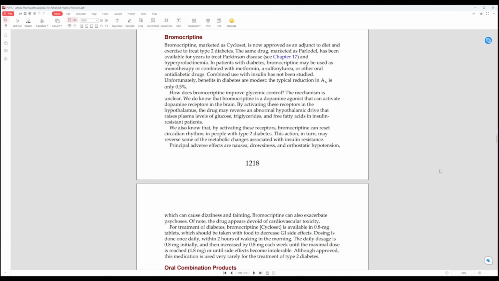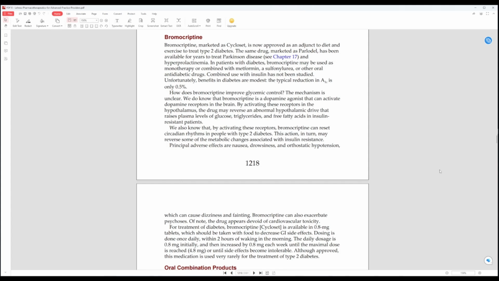Benefits in diabetes are modest. A typical reduction in A1C is only 0.5%. So how does bromocriptine improve glycemic control? The mechanism is unclear. We do know bromocriptine is a dopamine agonist that can activate dopamine receptors in the brain. By activating these receptors in the hypothalamus, the drug may reverse an abnormal hypothalamic drive that raises plasma levels of glucose, triglycerides, and free fatty acids in insulin-resistant patients.